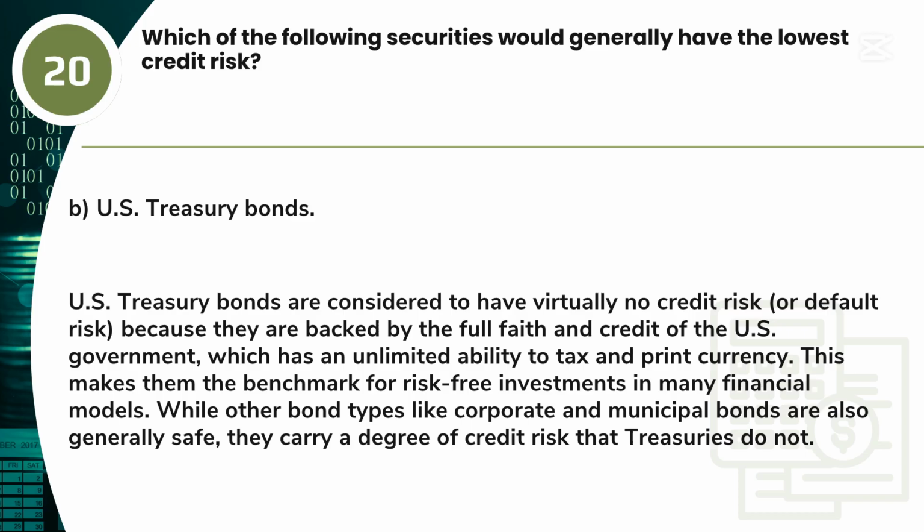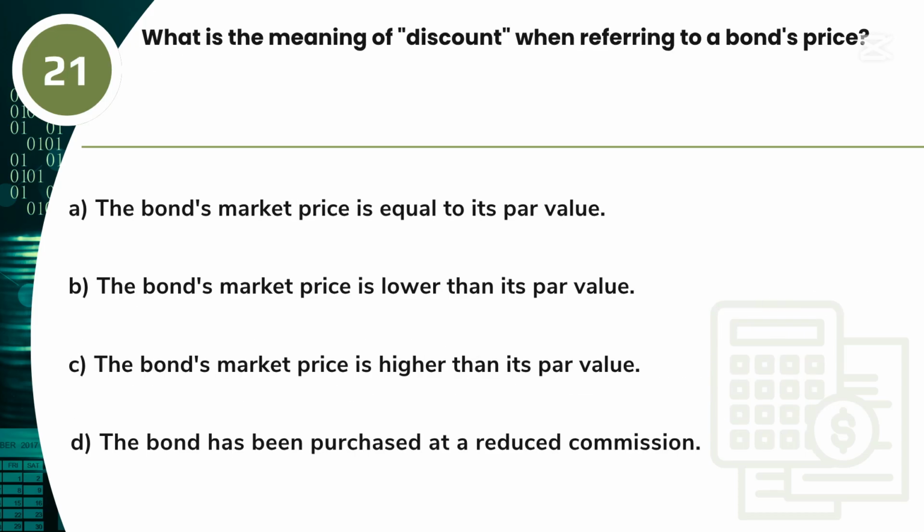While other bond types like corporate and municipal bonds are also generally safe, they carry a degree of credit risk that treasuries do not. Question 21. What is the meaning of discount when referring to a bond's price? A. The bond's market price is equal to its par value. B. The bond's market price is lower than its par value. C. The bond's market price is higher than its par value. D. The bond has been purchased at a reduced commission.